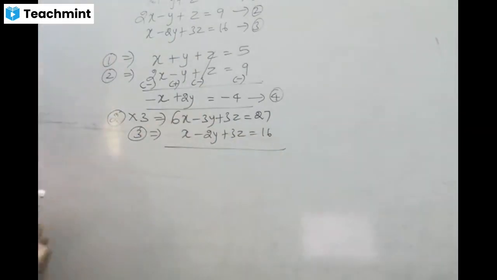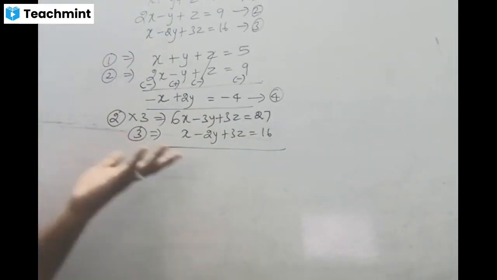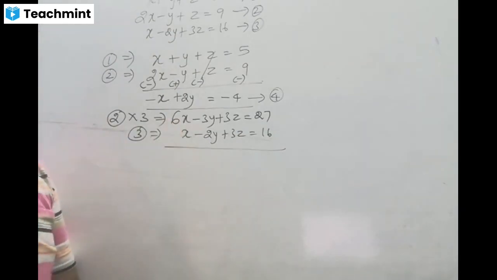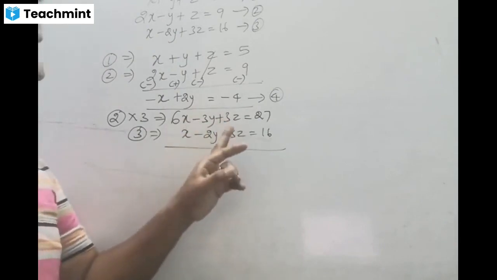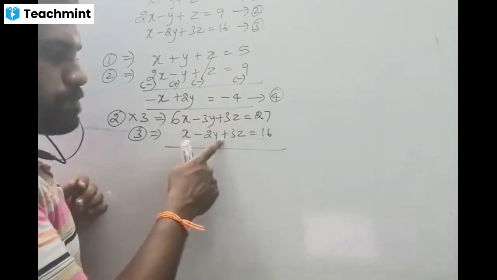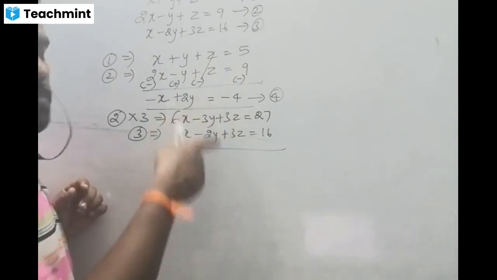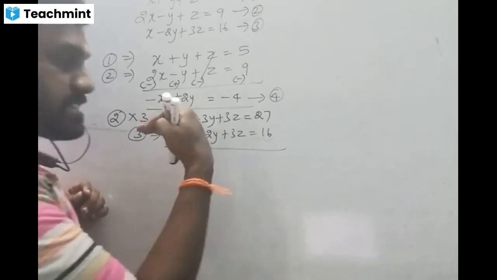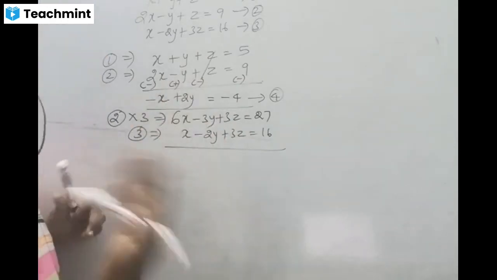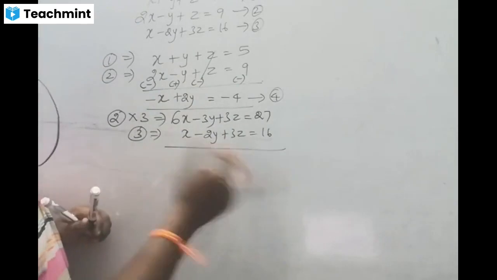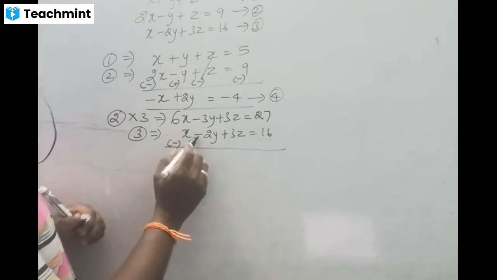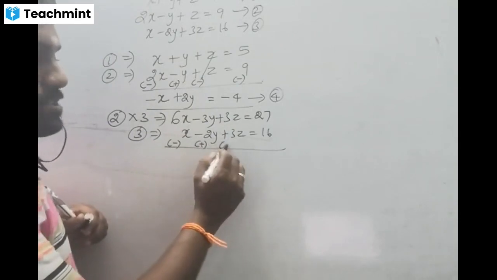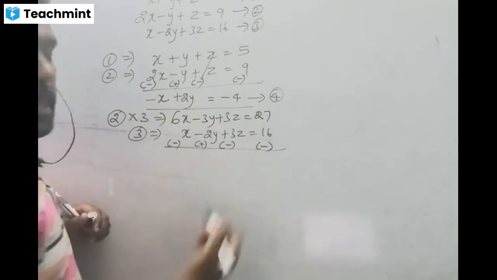Now I want to eliminate the variable z. Before eliminating, the coefficients are the same, nothing to worry about. But the sign is what? Both have the same sign, plus 3z here and plus 3z here. If both are plus or both are minus, then we have to subtract the second equation from the first equation. How can we subtract? By changing the sign. Here we already have plus, so put minus. Here we have minus, so put plus. Here plus, so put minus. Here plus, so put minus.